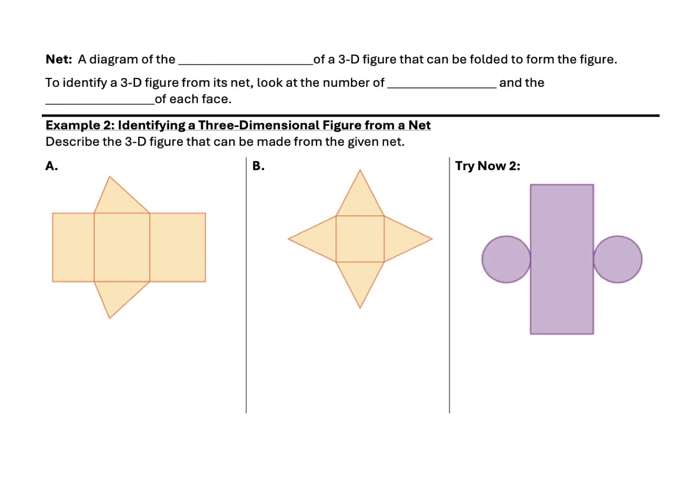Next, we're going to move on to some representations of three-dimensional shapes. A net is one way that we can represent a 3D figure on a 2D piece of paper. Nets are a diagram of the surfaces of a 3D figure that can be folded to form the figure. To help you identify a figure from the net, it's helpful to look at the number of bases and the shape of each face.